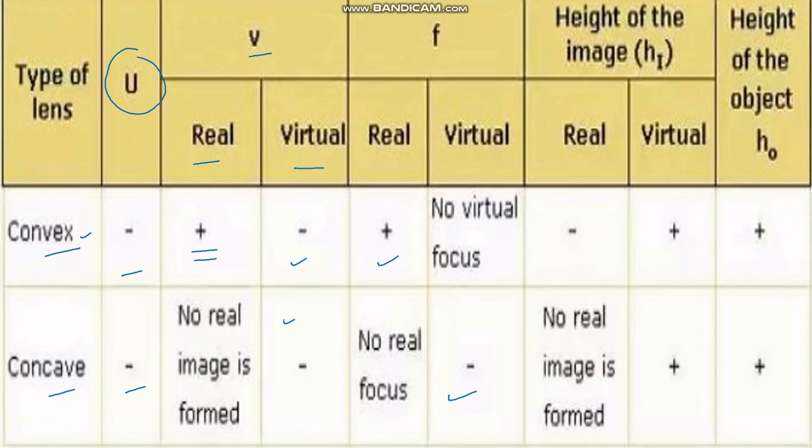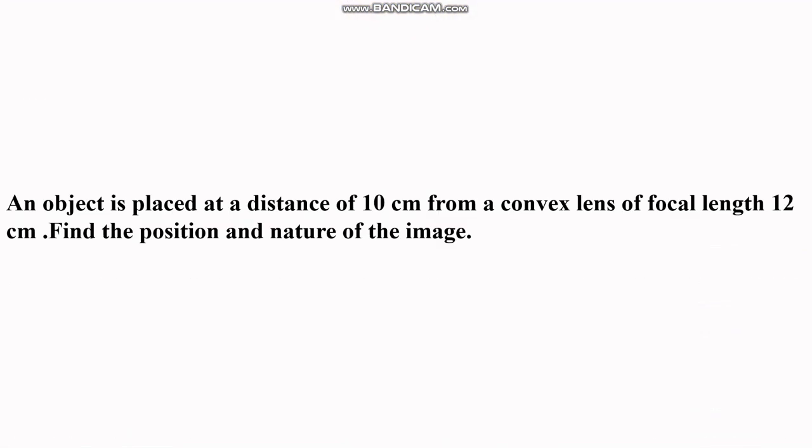Now, when you talk of the height of the image, if it is real, then it is formed below the axis, so it is negative. And if it is virtual, it is formed above the axis, so it will be positive. So whether it is a convex lens or a concave lens, a real image will be negative and a virtual image will be positive. So now let's start with the numericals.